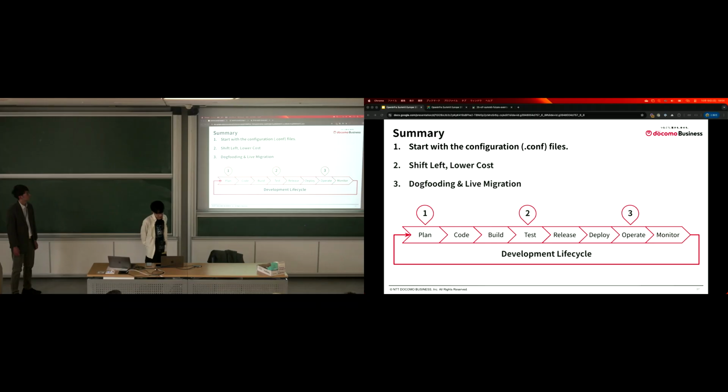In case 3, we showed how small changes at the application layer led to system-wide impact. To catch issues like this, we need to do dogfooding and production-like monitoring during testing. And to increase the range of problems we can handle without downtime, automated live migration is essential.